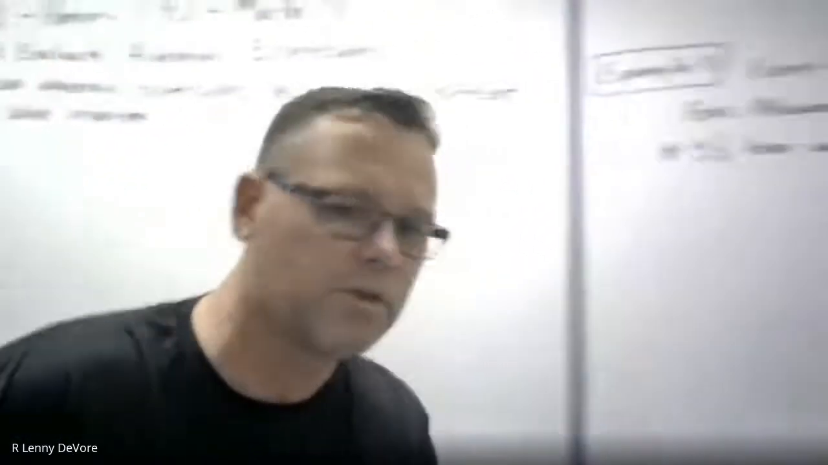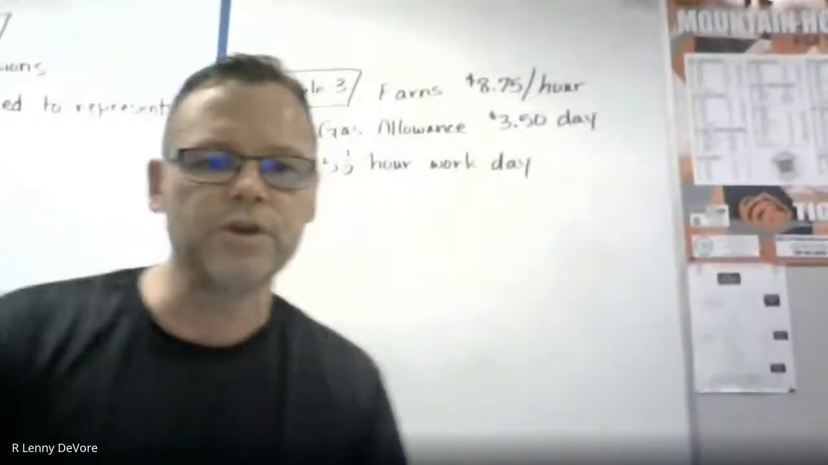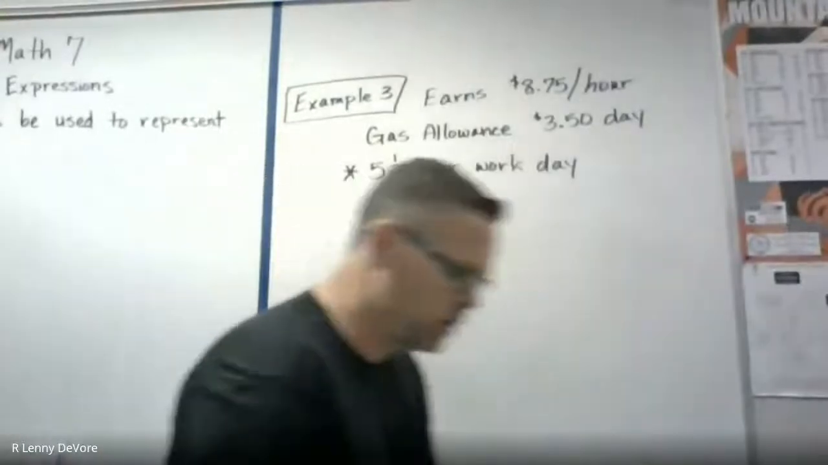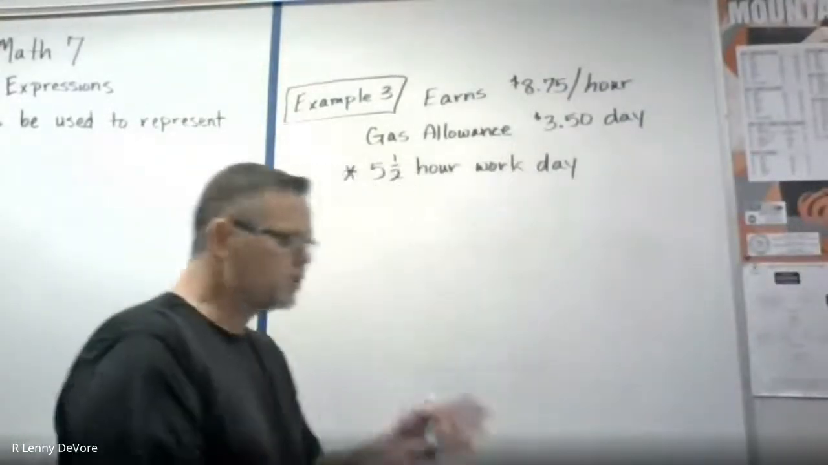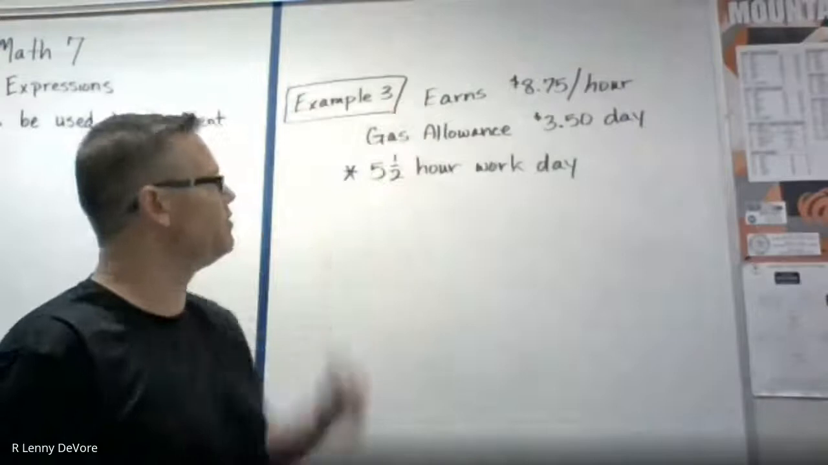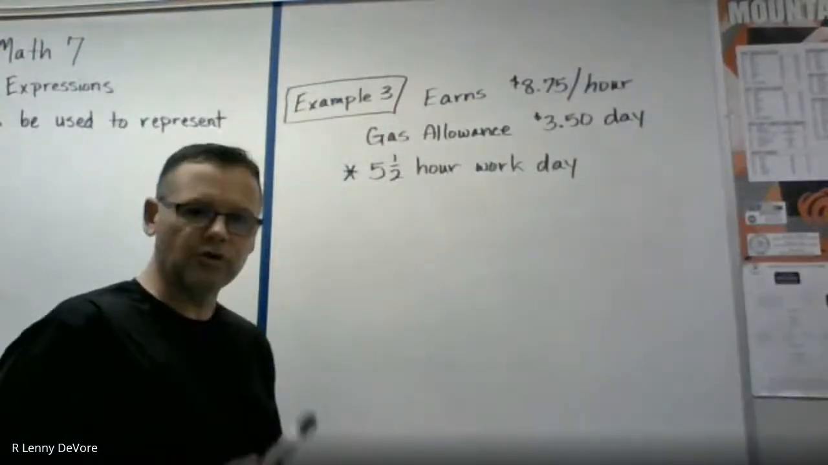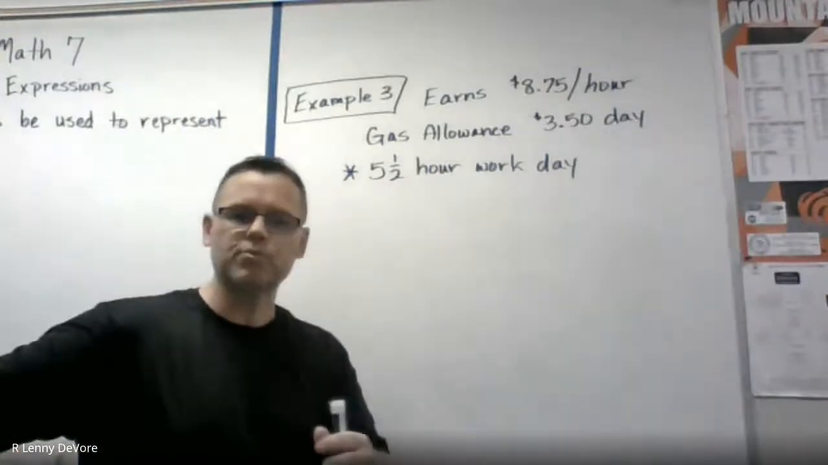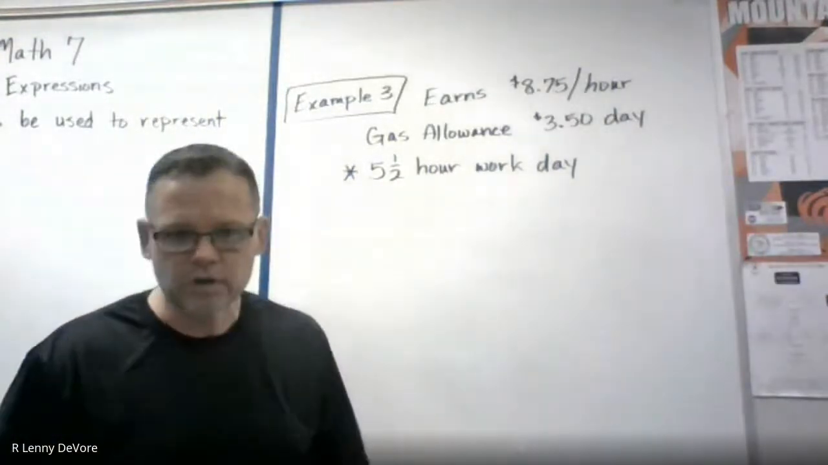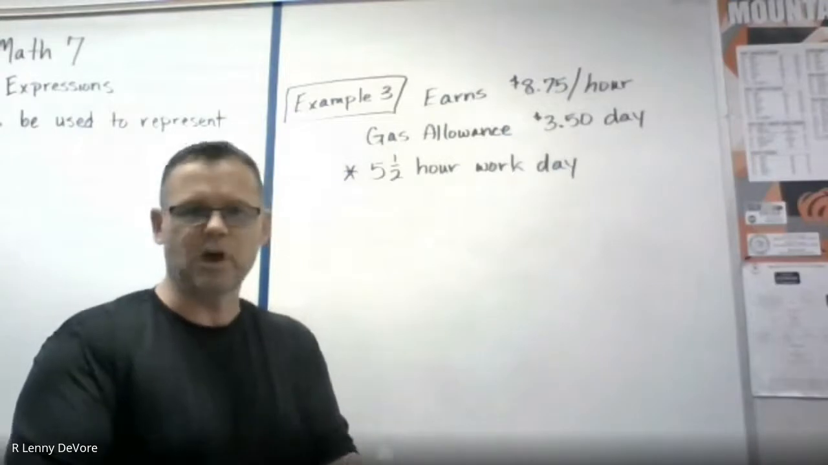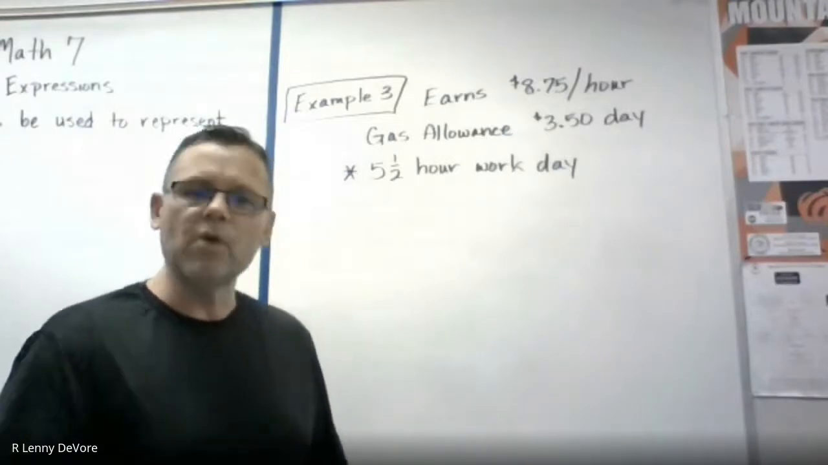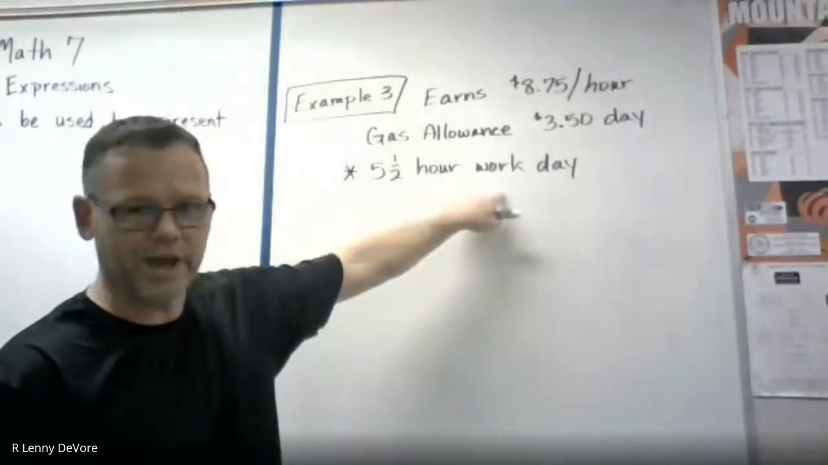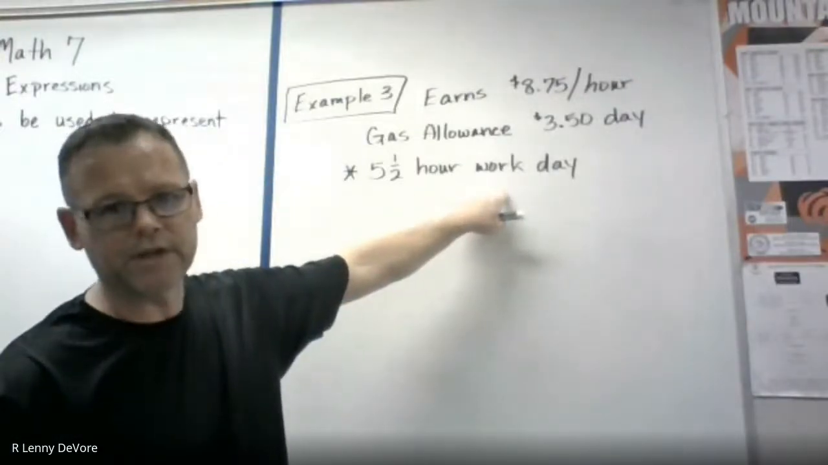Now, here's another scenario. This is important for you if you work this type of job. This is example 3. Here's the scenario. This person earns $8.75 an hour. They also get a gas allowance of $3.50 a day, so they must be driving somewhere. And the company says, you know what? No matter how much driving you do, we'll give you $3.50. What they want to know is if this person works a 5.5 hour workday, how much are they going to earn throughout that day?